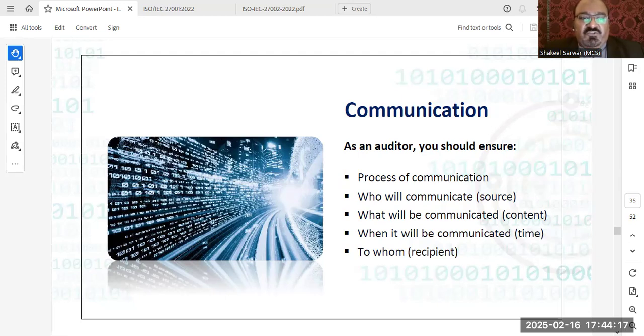As an auditor, you should ensure that both internal and external communication channels have been established. Planning how to communicate, with whom, the sender, when, the time, and who the recipient should be, should be available. A mechanism should be maintained for receiving, documenting, and responding to communication.